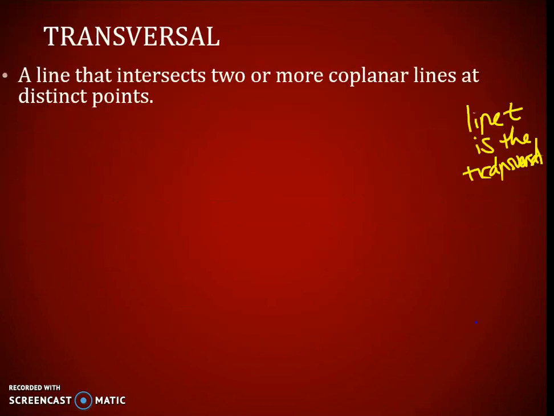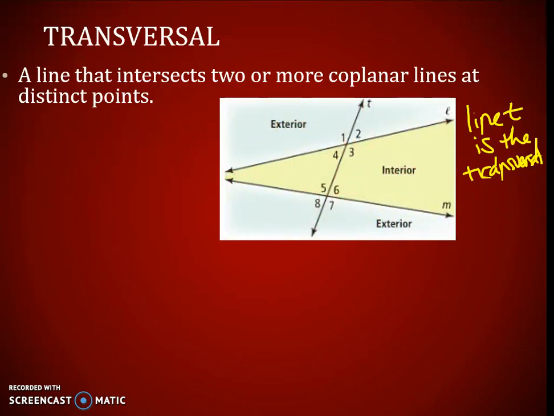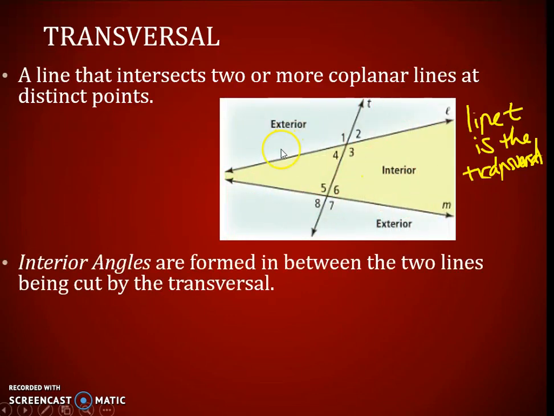Transversal. We have to know transversal, a line that intersects two or more coplanar lines at distinct points. So here are some examples. You see this T, the line T, it is a transversal. You can write, line T is the transversal. So if a line goes through two or more lines, so you see lines L and M, this T is going through them, and it makes all the angles around. So this is the interior part. This is the exterior, outside of the lines.